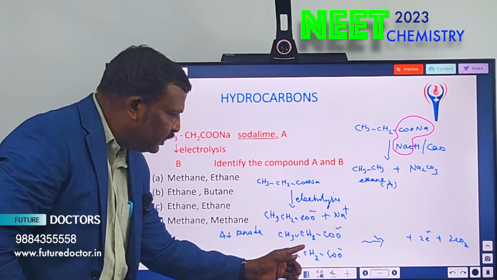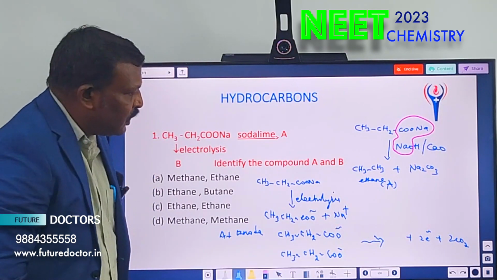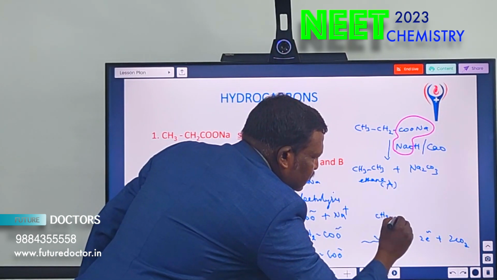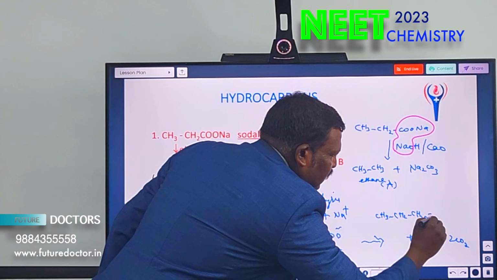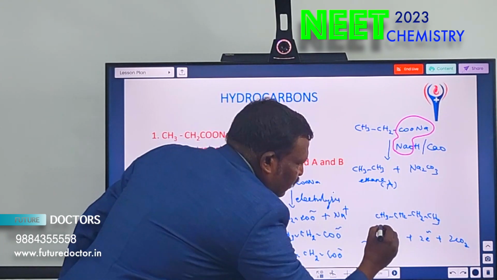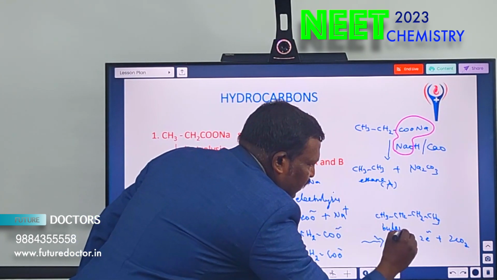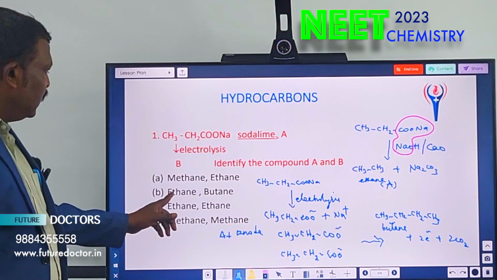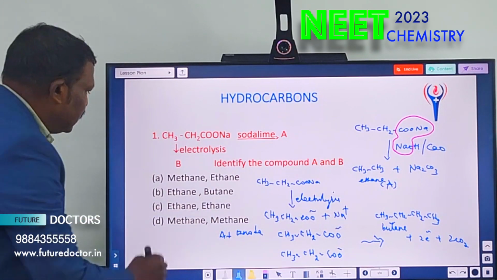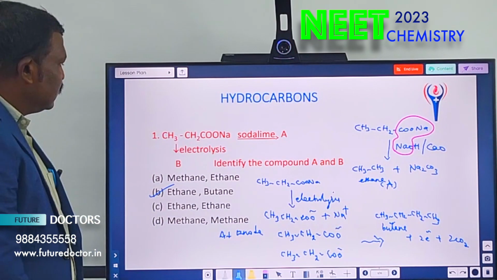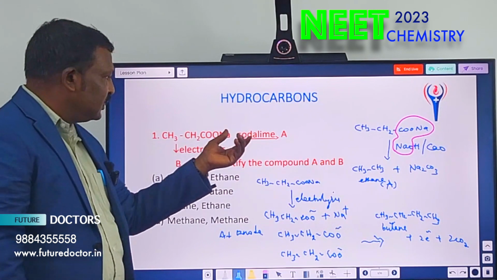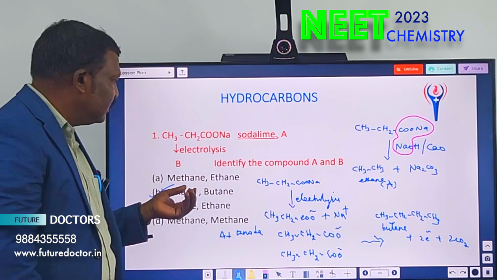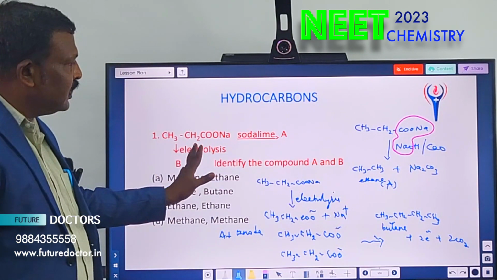One bond will come between CH2 and CH2. So the product will be CH3CH2CH2CH3. This has 4 carbons, so it is called butane. Understood? So A is ethane, B is butane. So option B is the correct one. The same compound undergoes decarboxylation to get A, and the same compound undergoes electrolysis to get B. So it's just the conditions; you just remember, and you are able to answer them.